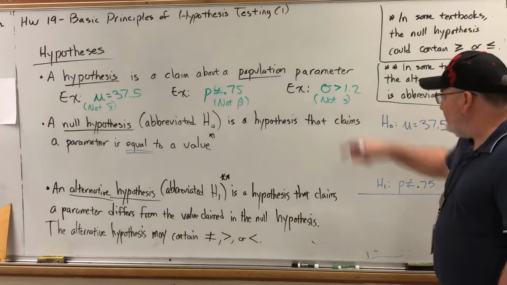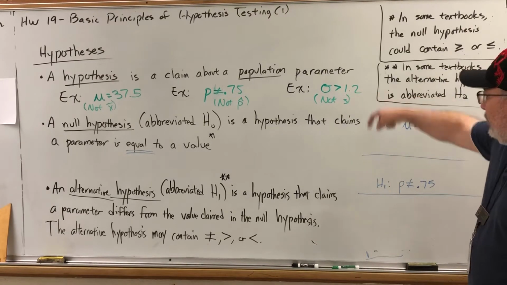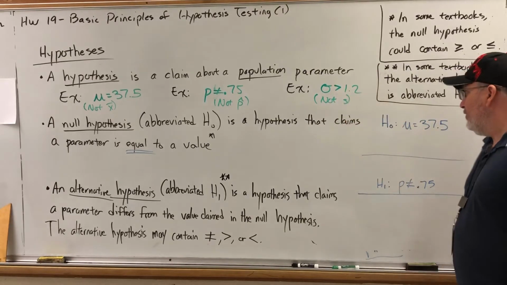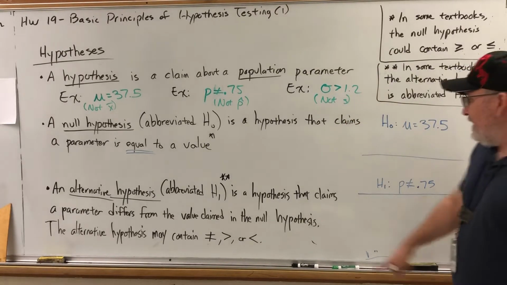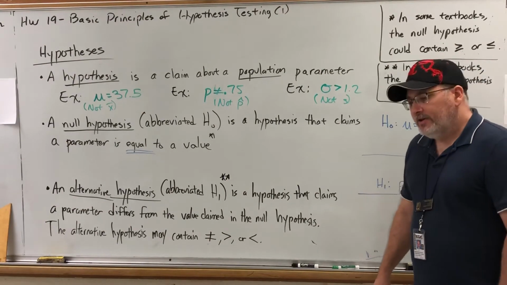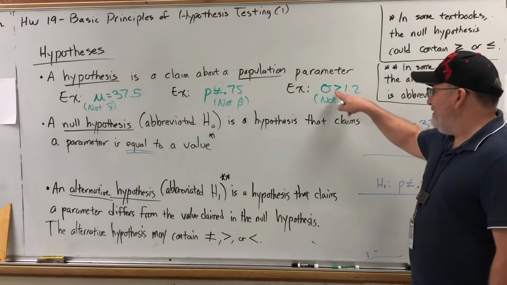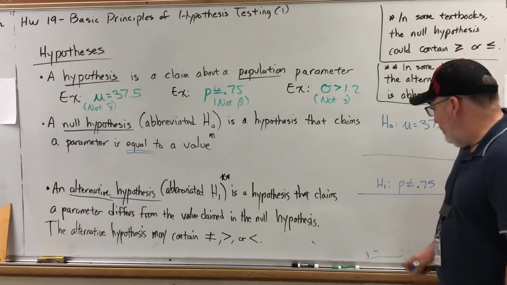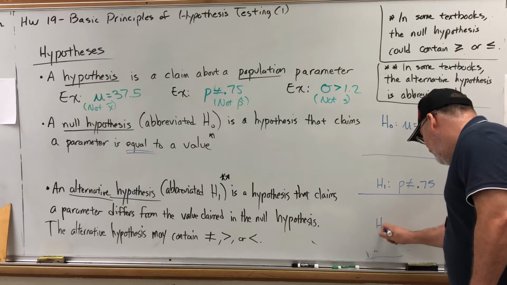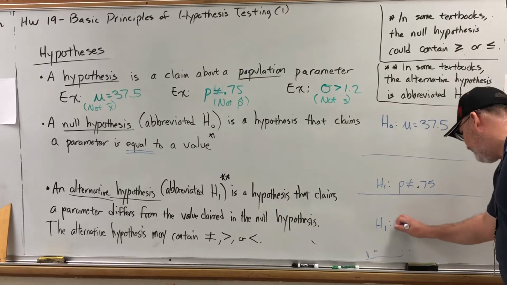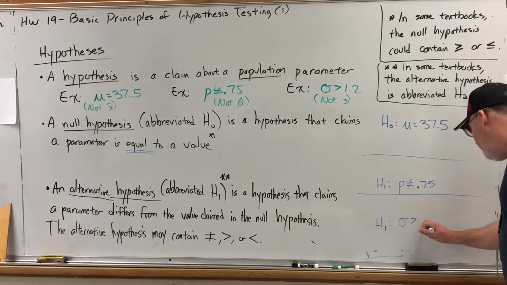The third hypothesis, in our first example, is that the population standard deviation is greater than 1.2. Since that contains a greater than sign, it has to be the alternative hypothesis. And more specifically, since it doesn't allow this to be equal, it can't be the null. So we could say the alternative hypothesis in this case would be that sigma is greater than 1.2.